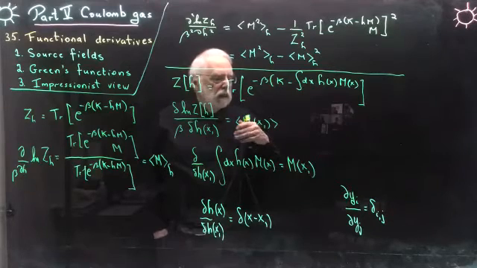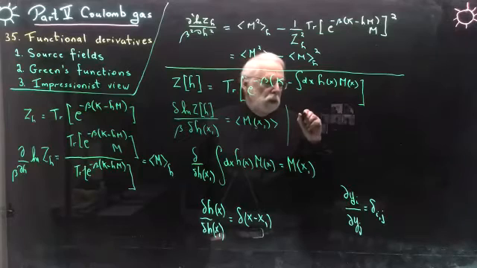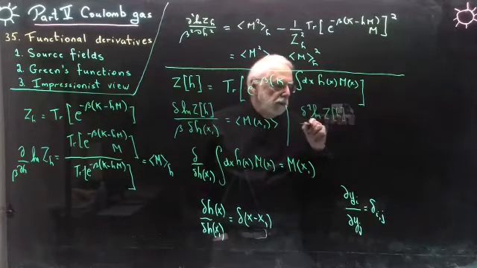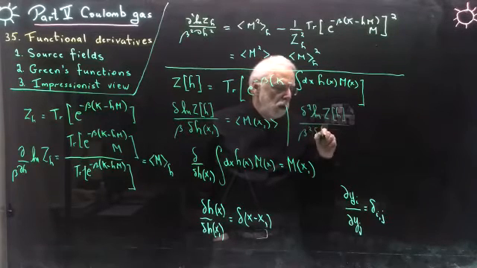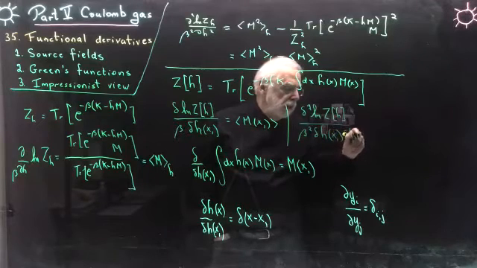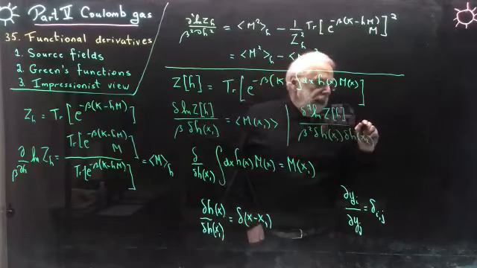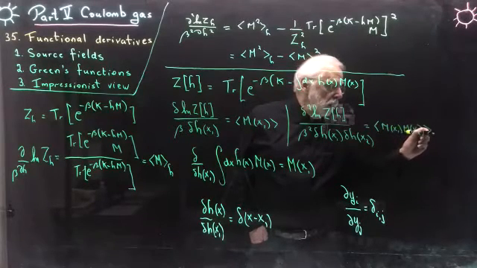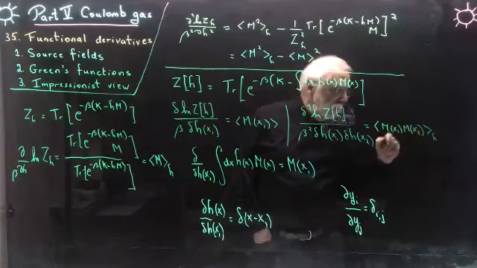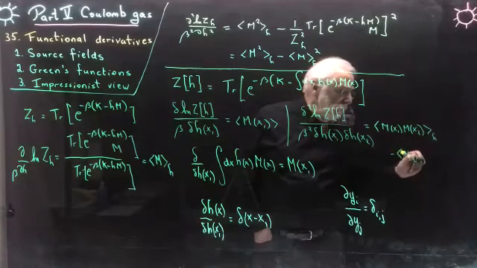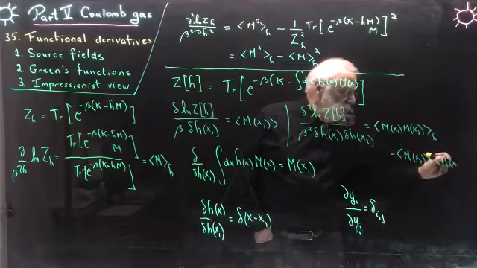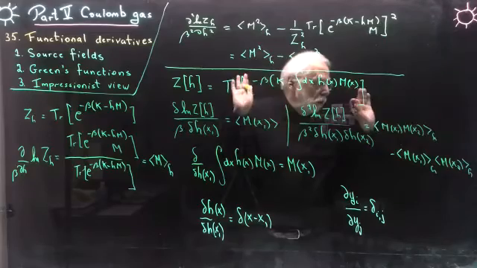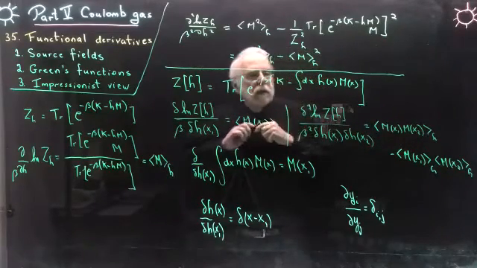Now, if I compute the second functional derivative of log Z of h with respect to h of x1, h of x2, then this is equal to the expectation of m of x1, m of x2 in the presence of the field h, minus m of x1 times m of x2, in h. Now, if I want this at h equals 0, I just need to put h equals 0.